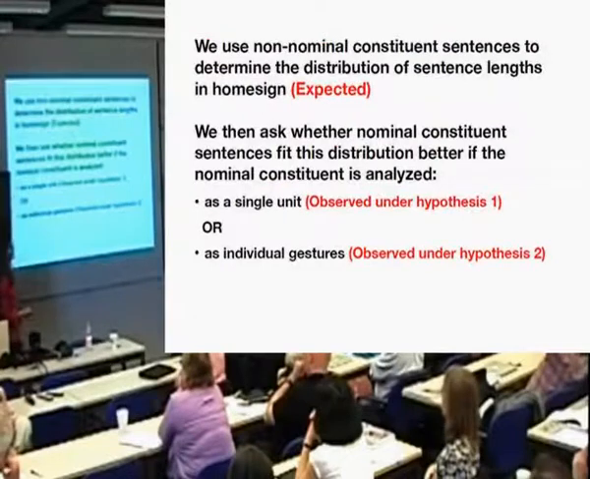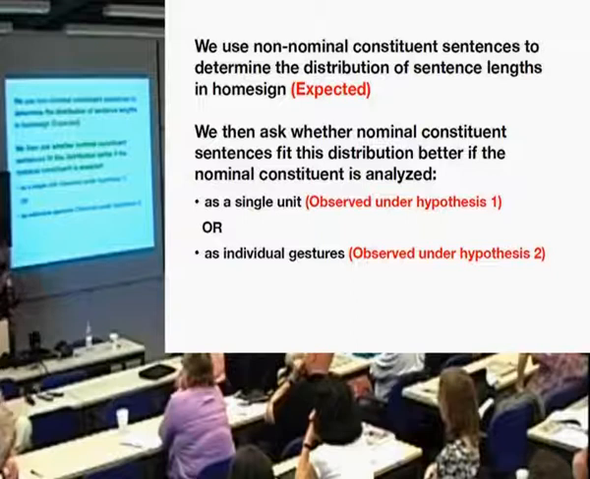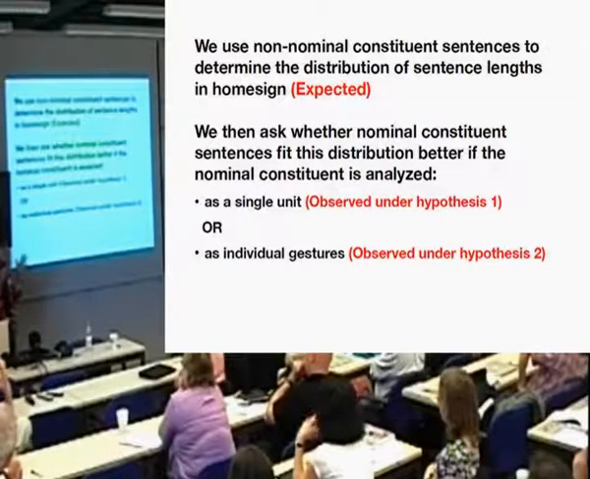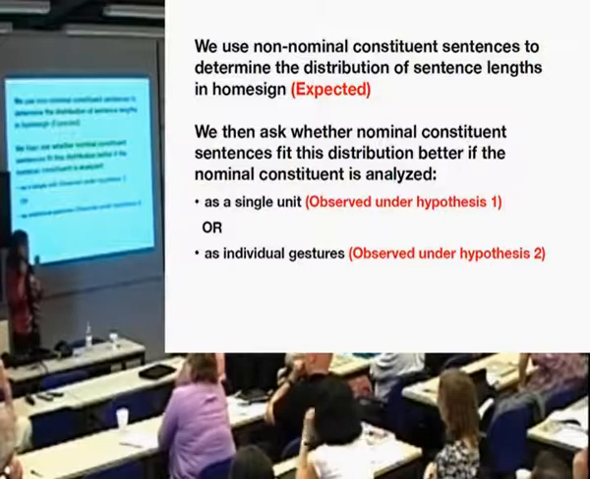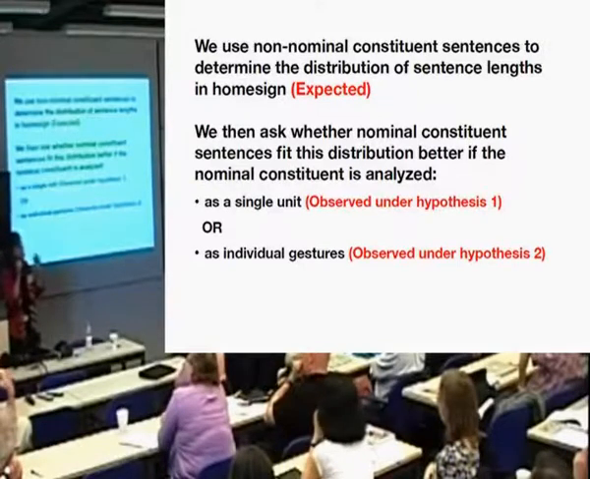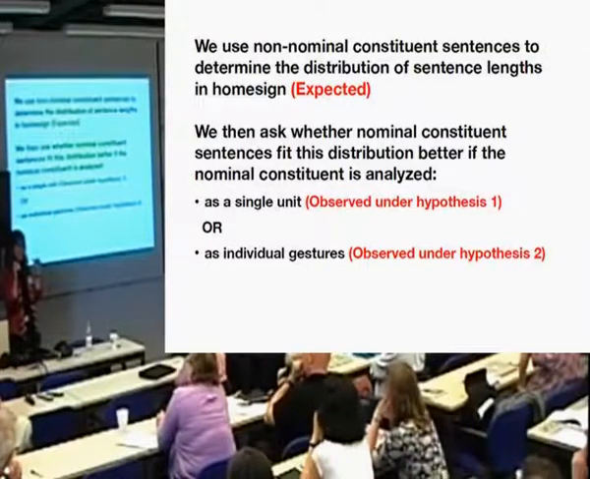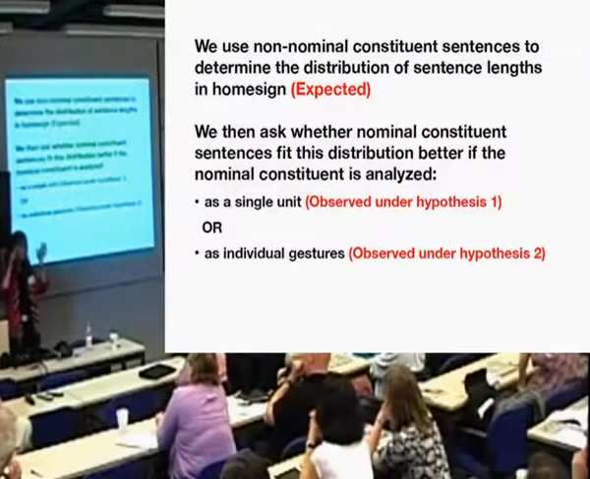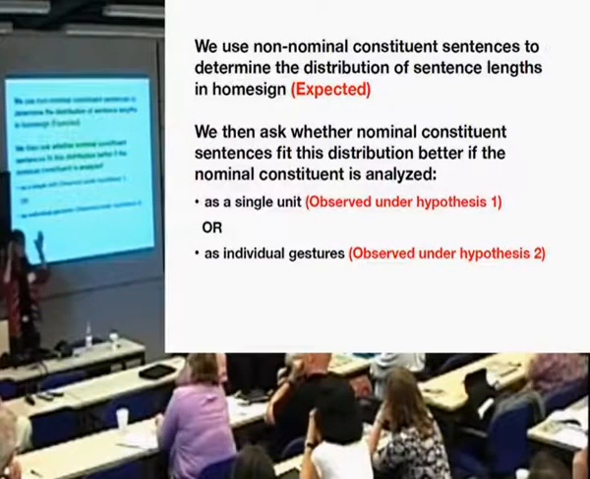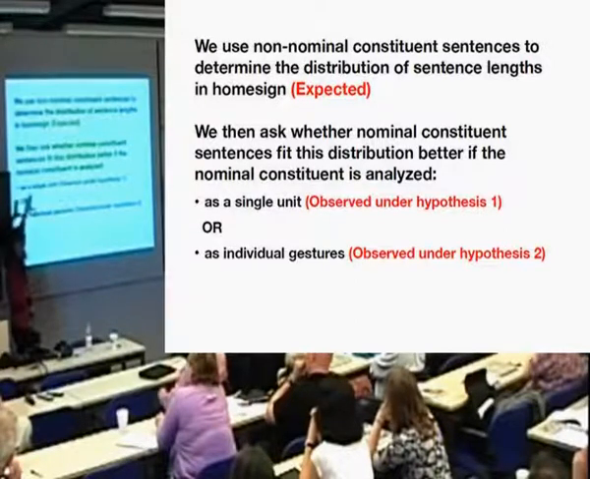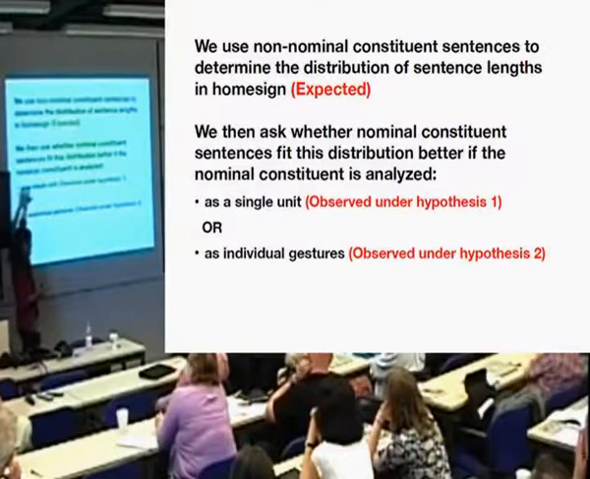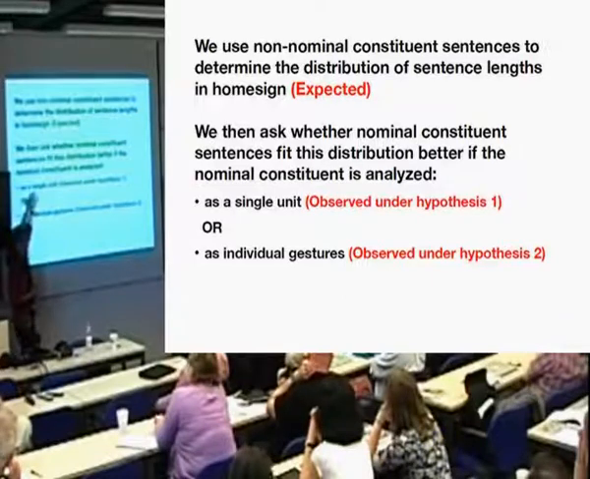What we did first, we took all of the sentences that didn't have nominal constituents in them to try to establish what the kids' sentence length patterns were at this particular stage. So these kids are mostly two-gesture kids. They don't do a lot of long sentences, but they do some. So we used the sentences that didn't have hypothetical nominal constituents in them to establish what the expected pattern ought to be for sentence length for this kid at that period of time. Then we analyzed the nominal constituent sentences under these two different hypotheses, one where it's forming a single unit, and one where it's not. And we're just trying to see how well the observed data fit the expected.